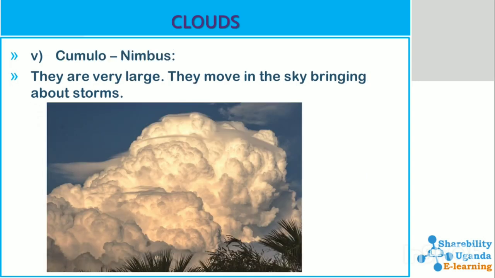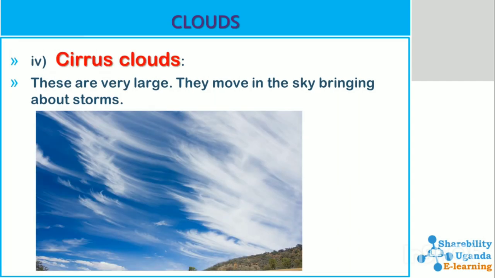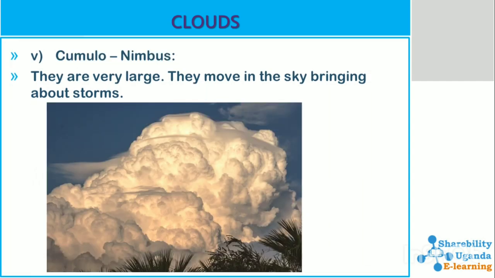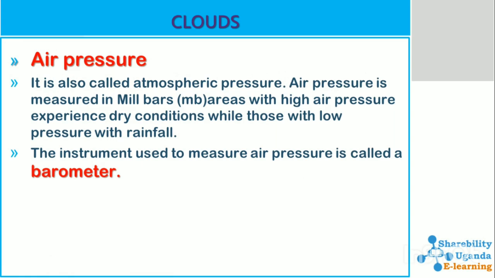Then lastly, we can look at what we call the cumulonimbus clouds. Cumulonimbus clouds are also very large and they have similar characteristics just like the previous clouds we have talked about, the cirrus clouds. It's only that these are very thick and appear in a different color. They kind of look yellowish. Those are some of the types of clouds we can look at at this stage, but we can still look at other elements of weather.